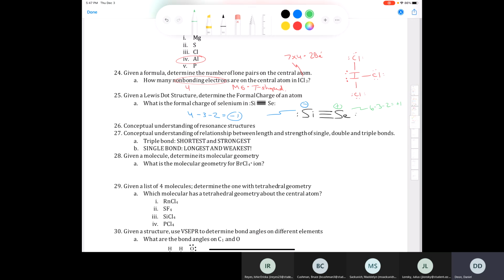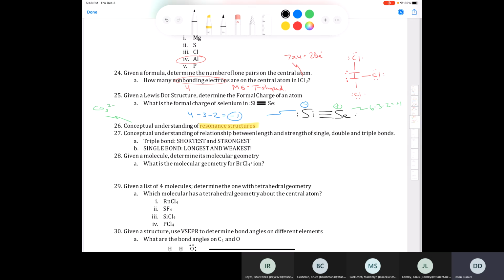Conceptual understanding of resonance structure. So that's something you might want to look at. For example, the resonance structures of maybe the carbonate ion, which we looked at in class. Number 27, conceptual understanding of the relationship between bond length and bond strength, single, double, triple bonds.